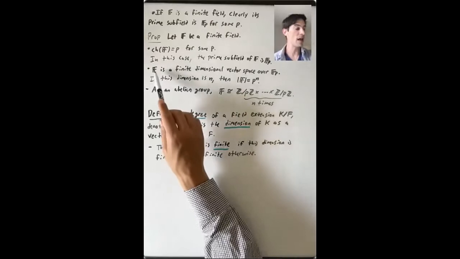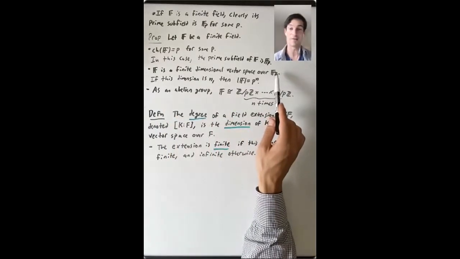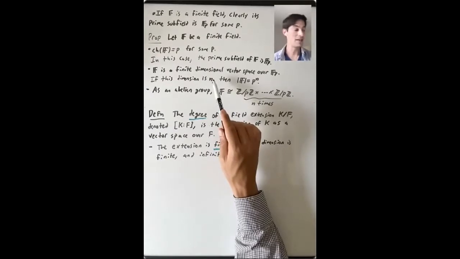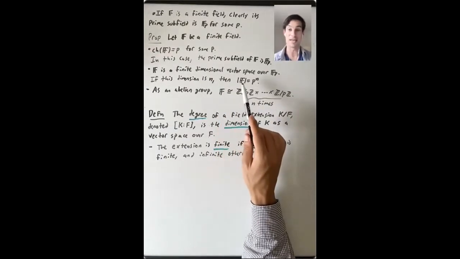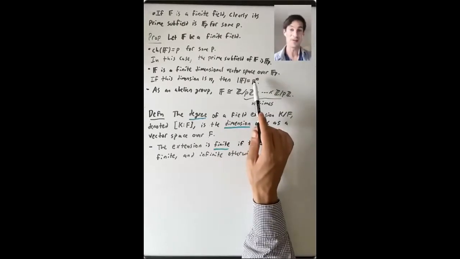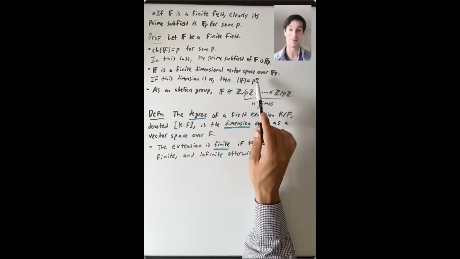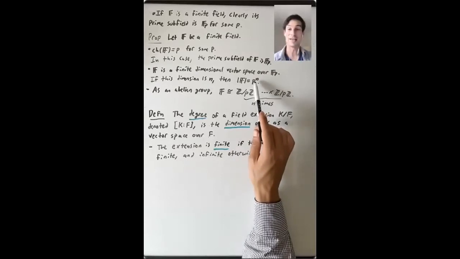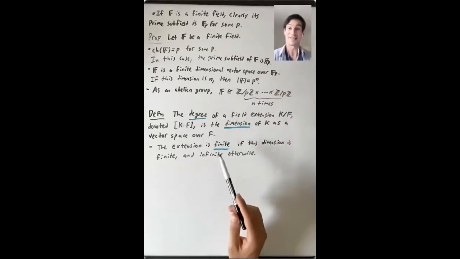And now we know that F is a finite dimensional vector space over F_p. So if this dimension is n, then you have an n-dimensional vector space over a finite field of size p. How many elements does it have? It has p to the n elements. So what are we seeing? We're seeing that every finite field has prime power order. And OK, it's a finite field. You can multiply elements. It really is a field.